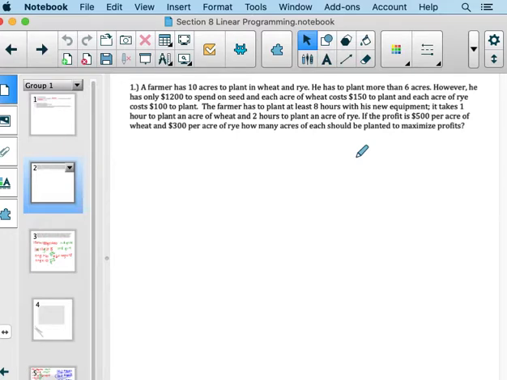He has to plant more than 6 acres to be successful. He only has $1,200 to spend on seed. Each acre of wheat costs $150 to plant, and the rye costs $100 to plant. And the farmer has to plant at least 8 hours with his new equipment. It takes 1 hour to plant an acre of wheat, 2 hours to plant an acre of rye. And then we have our profits there at the end. That's the profit is going to be our objective expression, okay, that we're working on. So first of all, let's write out all of our inequalities.